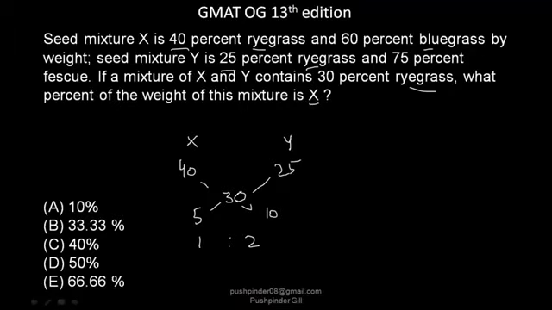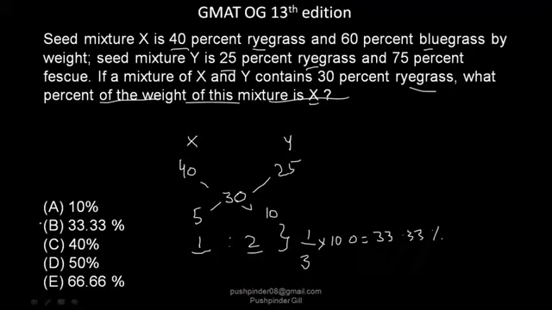Now what is the question asking you? The question is asking you what percent of weight of this mixture is X. That means that out of 3 parts, 1 part is X. That means it must be 1/3 of the total, which is nothing but 33.33%. Right? So I hope you understood this question.